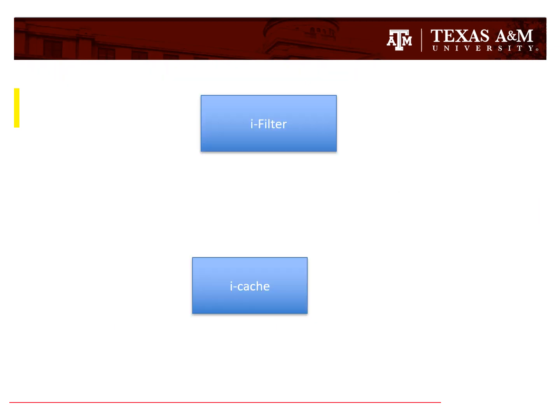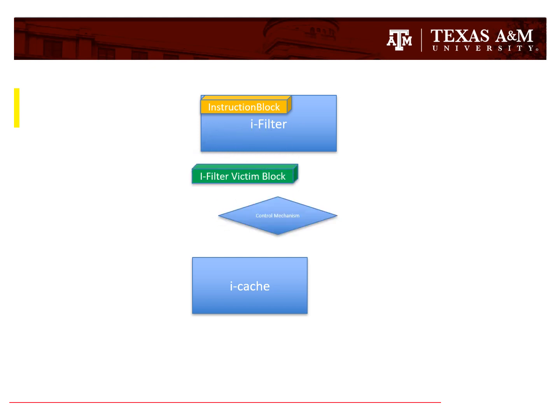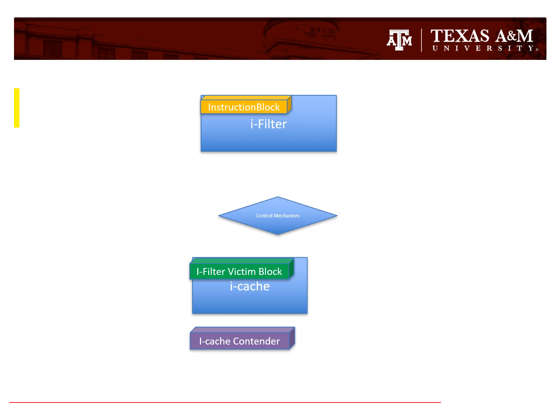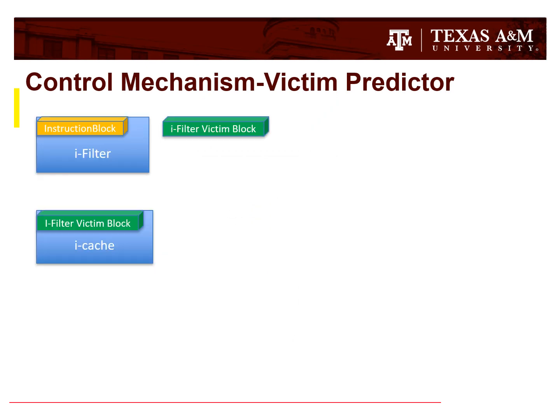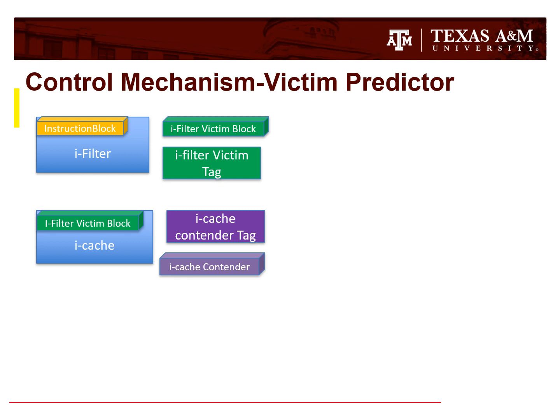But before that, let's look into the I filter and I cache and get clear on some concepts. When an instruction block is placed in the I filter, an I filter victim block is evicted. This block can be thrown away or placed in the I cache based on the control mechanism. Let's assume that this victim block is placed in the I cache. Then the I cache has to evict a contender block for this. The I filter victim block will have a tag and the contender block will have a tag.